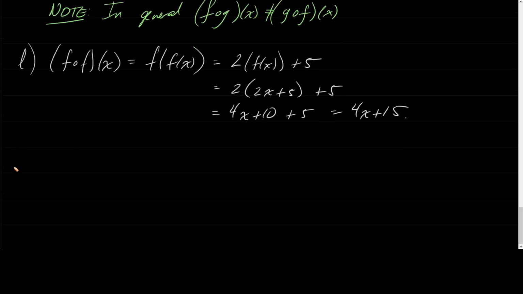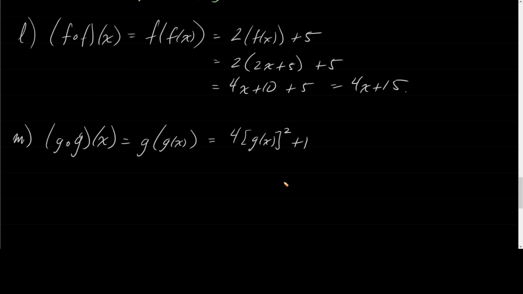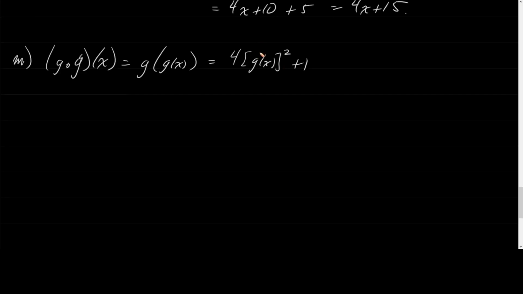Next one, let's do g composed with g. Well, what does this mean? This means g of g of x, which is saying plug in g of x into g, right? So what we really have here is 4 times g of x squared plus 1, right? That was g of x, 4x squared plus 1. So we just plugged in g of x wherever we have x. And, well, now we need to replace that. So we have 4x squared plus 1 squared, and then that plus 1.